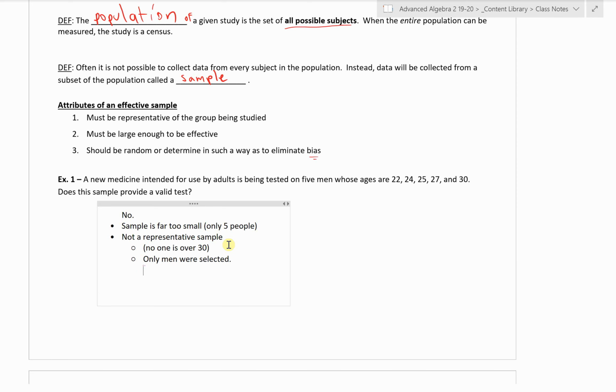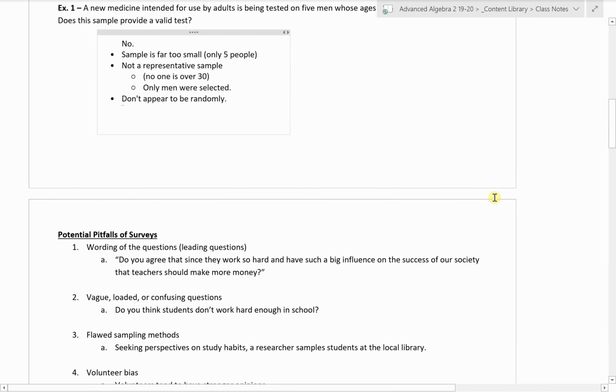You could also add on, well, it doesn't really tell us one way or the other. It just says 5 men were chosen. So it doesn't tell us whether those were randomly selected or not, but probably they weren't randomly selected either. So maybe we could say they don't appear to be randomly selected. We can't know that for sure. It's possible that you could randomly select 5 adults that were men in their 20s, but it doesn't seem likely.